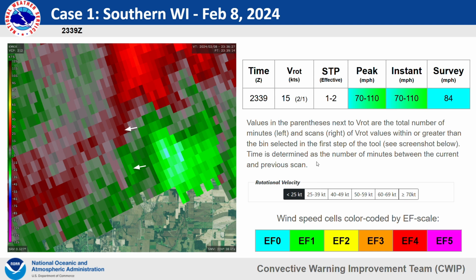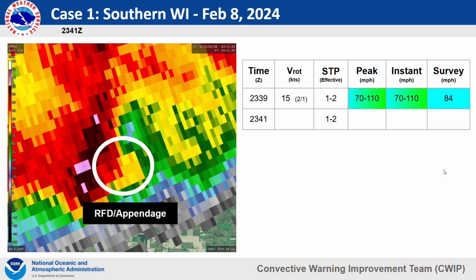And the time is determined by the number of minutes that has elapsed between the current scan and the previous scan. So that VROT value is valid. In this case, the previous scan was at 2337Z. That VROT value is effective for 2 minutes between that previous scan and the current scan. The STP will be listed then further to the right. That usually doesn't change throughout the course of the event. And then we'll have the two different intensity estimation methods listed here. First will be the peak intensity. The next will be the instantaneous intensity. And finally, they'll have the results of the survey here. And these last three boxes will be color-coded by EF scale listed here on the bottom. So the blues will be EF0 all the way up to the pinks at EF5.